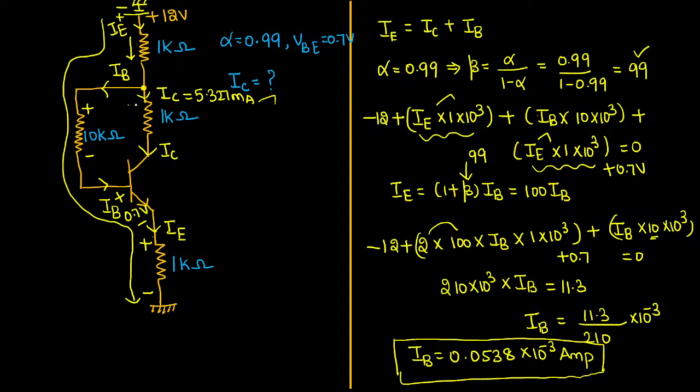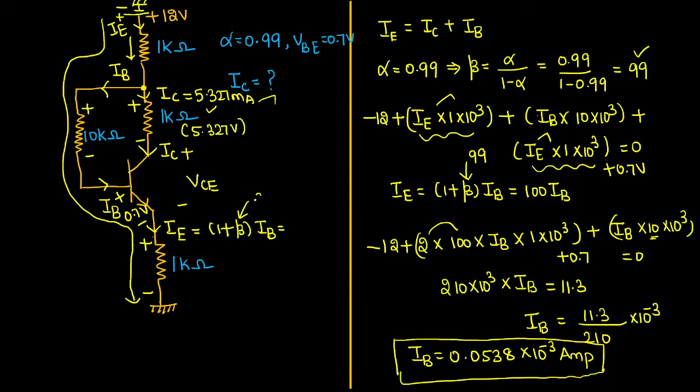See, current entering point is plus, leaving point is minus. Can you please let me know what is the voltage drop across this 1 kilo ohm resistor? 5.327 milliampere into 1 kilo ohm will give you 5.327 voltage drop. Now we know collector to emitter voltage can be written as VCE. Do you know the value of emitter current? We can easily identify. How? 1 plus beta times of base current.